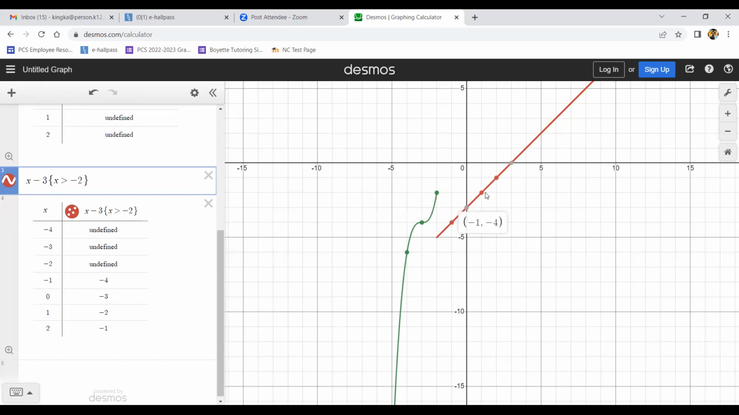So -1, -4, 0, -3, 1, -2, 2, -1. We're going to draw those. Oh, the rest of them are shaded in. Yeah, the rest of them are filled in.